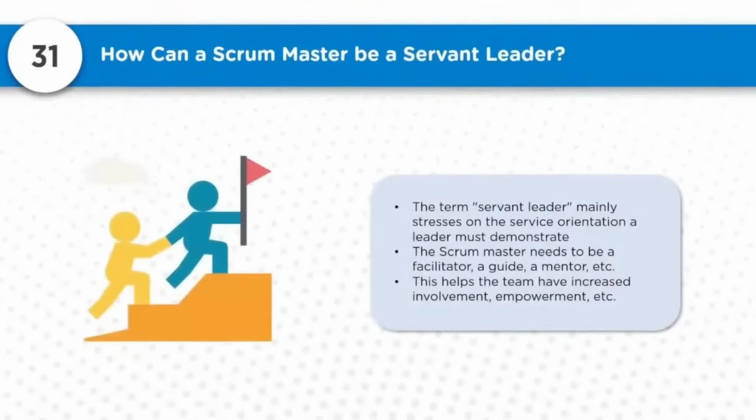So what is the meaning of servant leader? The term servant leader mainly stresses the service orientation which a leader should demonstrate. Today we say every organization is a service organization. Even an organization producing cars, if there is no service orientation, cannot sell. So more stress is on being service oriented. The Scrum Master needs to be a facilitator, a guide, a mentor, etc. This helps the team have increased involvement and empowerment.